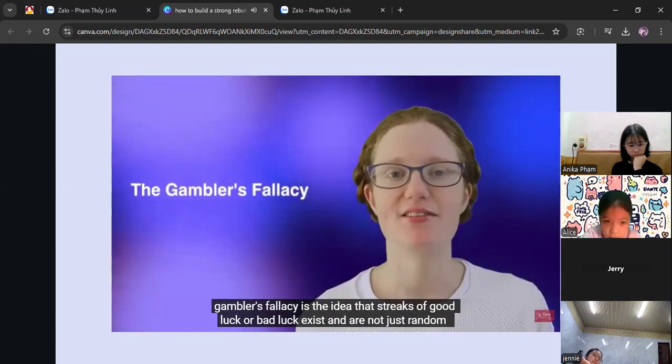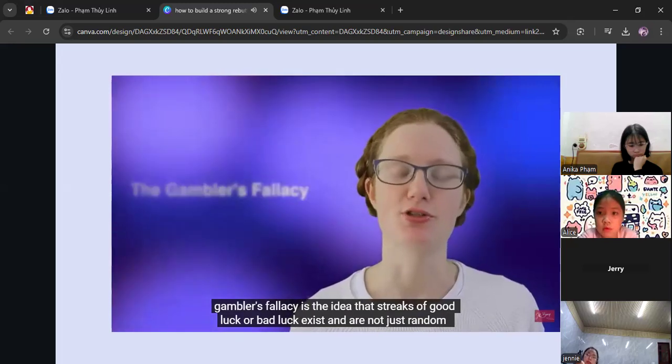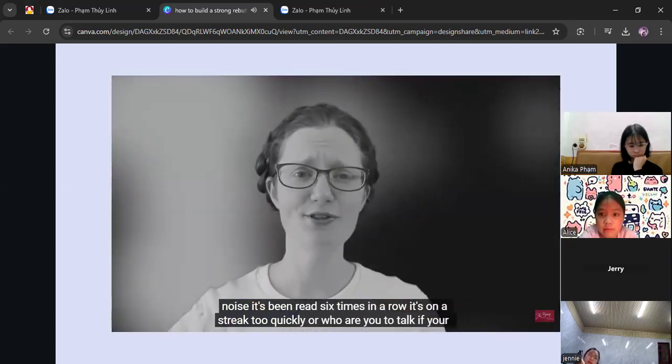The gambler's fallacy is the idea that streaks of good luck or bad luck exist and are not just random noise. It's been red 6 times in a row, it's on a streak.